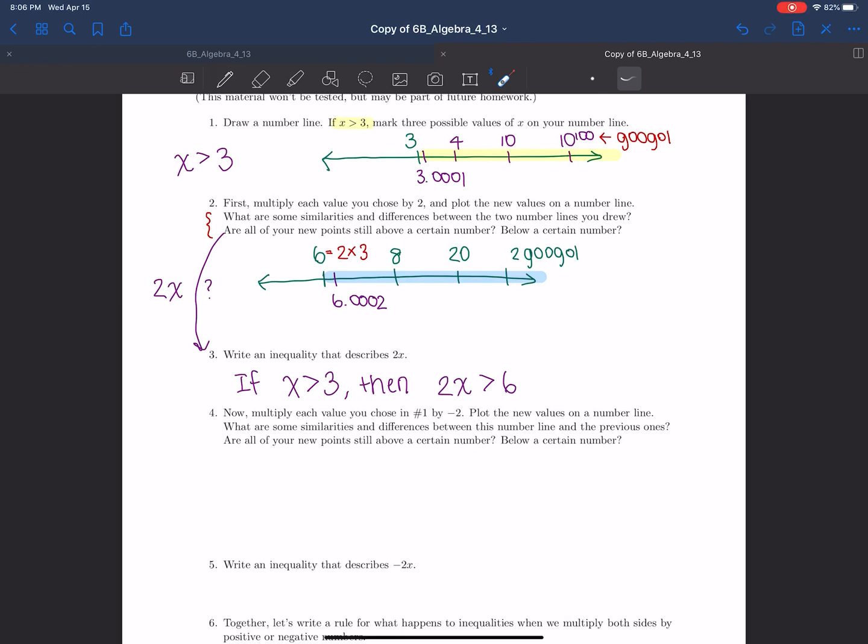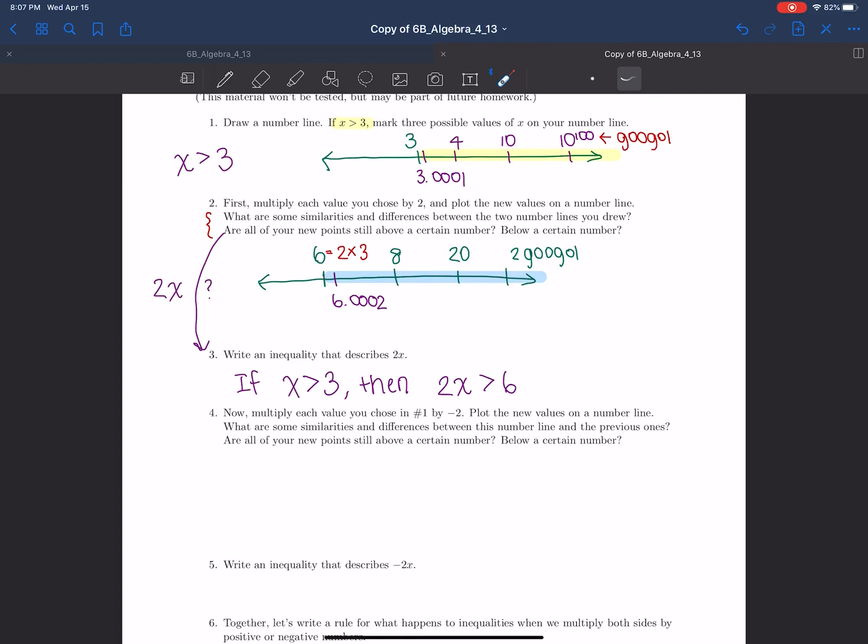Question 2 is saying, if we multiply every value we chose by 2 and plot the new number line, what do we notice about it? So I took all my values, like this 3.001 multiplied by 2, get 6.002. I get 8, I get 20, and I get 2 googol now. And I noticed that all the values are always going to be bigger than 6. And in fact, even if I chose a number that was so close to 3 in question 1, I would still be slightly above 6 in question 2.